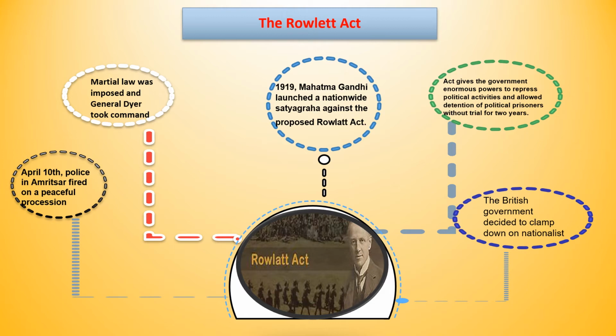On 10th April 1919, the police in Amritsar fired upon a peaceful procession. This created more anger in the minds of the Indians. Martial law was imposed in Amritsar, and the person who took charge of this was General Dyer.